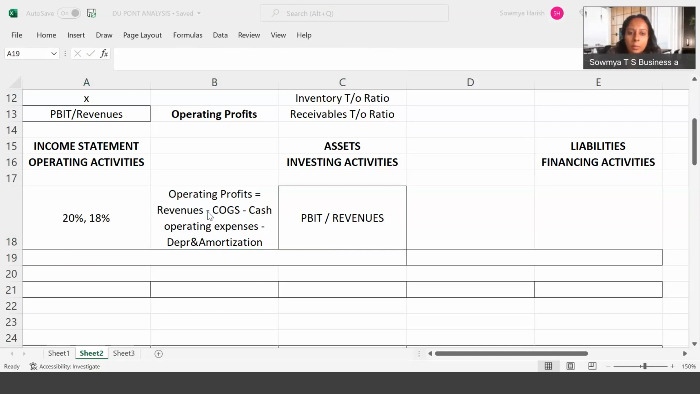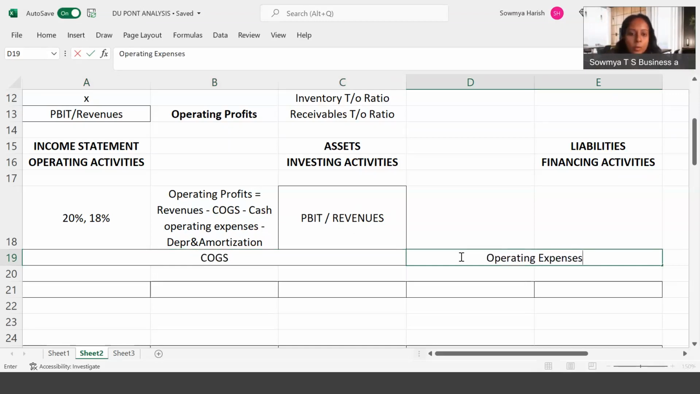So here we are trying to decompose the profitability, that is, the operating profits. And we know that the operating profits can be influenced by cost of goods sold, or it can be influenced by your operating expenses. So we try to study the influence of your cost of goods sold in respect to revenues, and also operating expenses in relation to revenues.